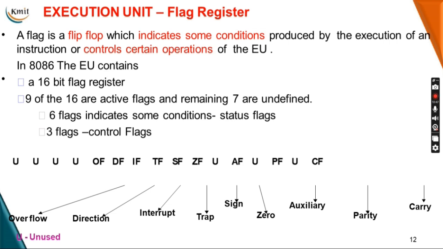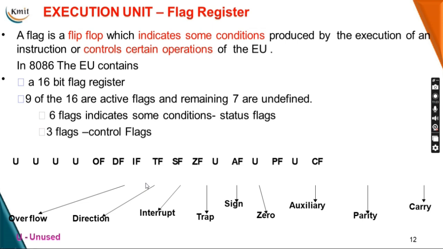So coming to the third, which is nothing but the flag register. So what are the different flags we have? Basically, the flag register is 16 bit. As you all know, 16 bit means 1 bit for each flag. So 9 of the 16 flags are active and the remaining 7 are undefined. Right. So overall we can say we have 9 flags.